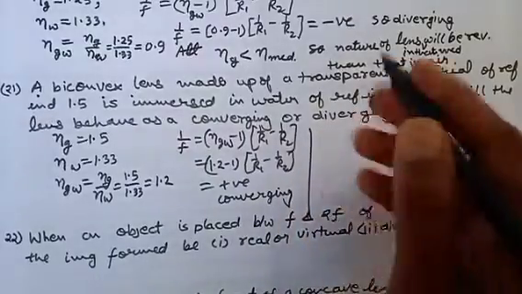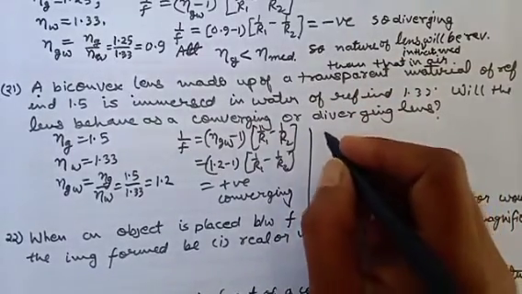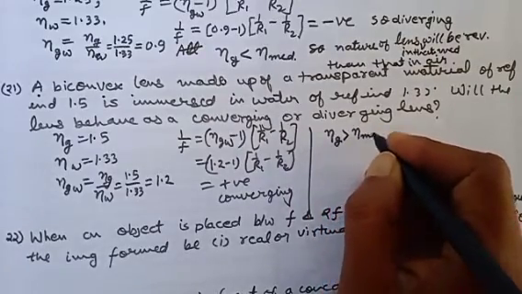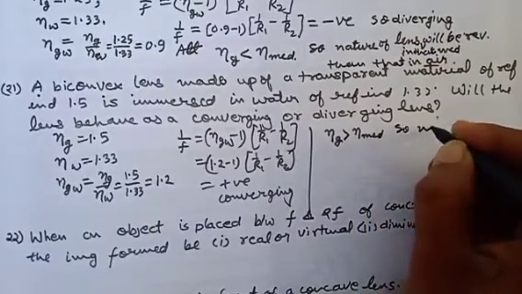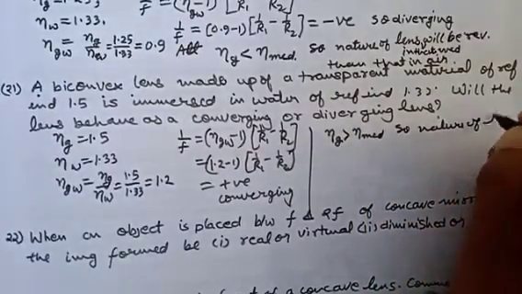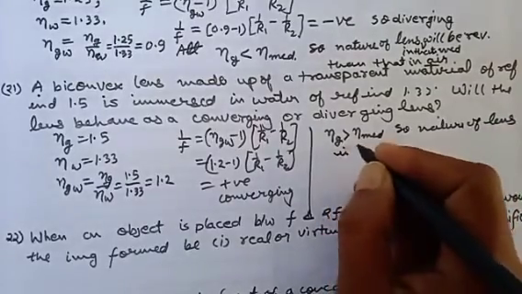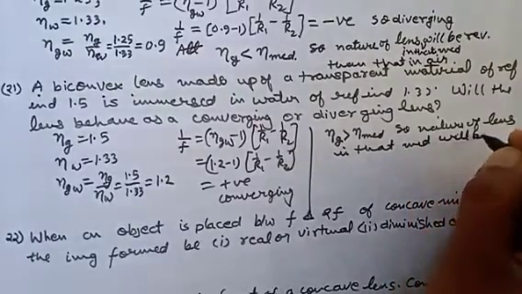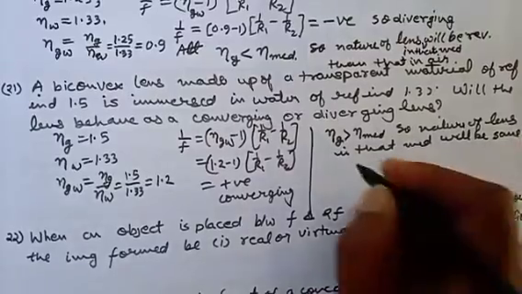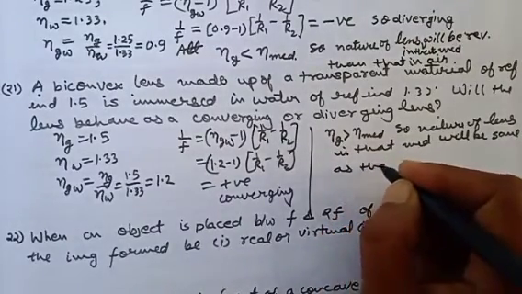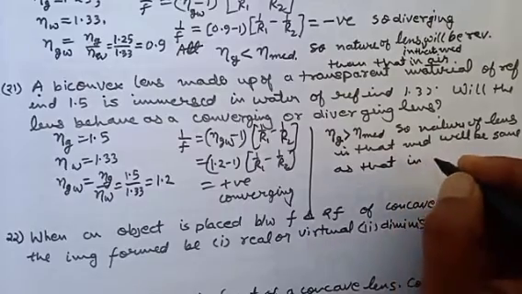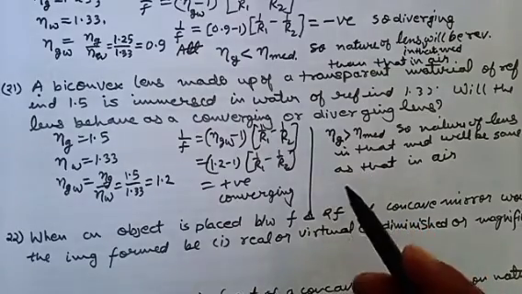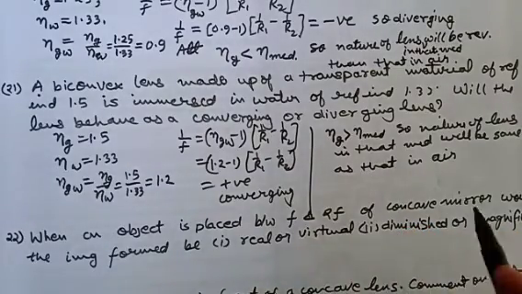Okay, in a different manner, eta of glass is greater than eta of medium. So the nature of the lens in that medium will be the same as that in air, because air is also rarer than glass. That is why it will retain its nature.